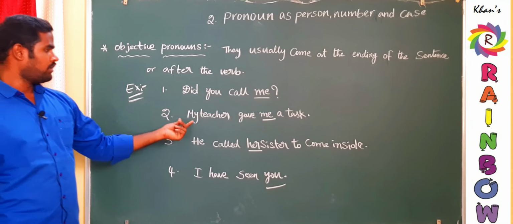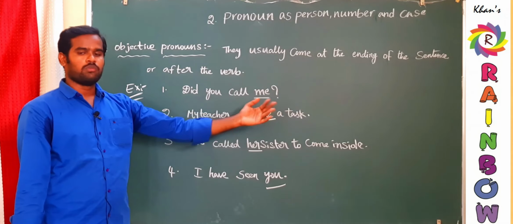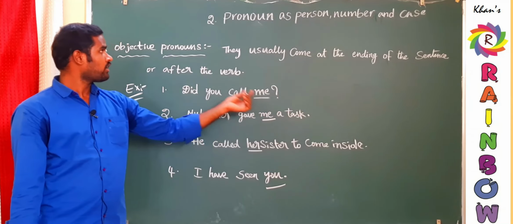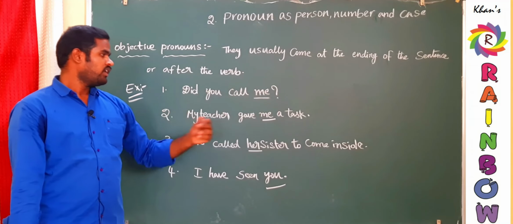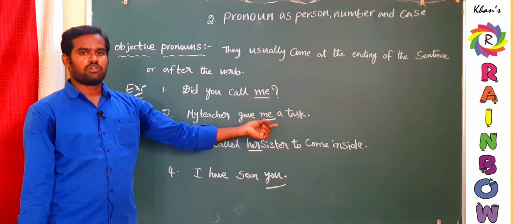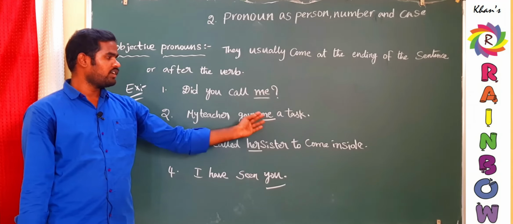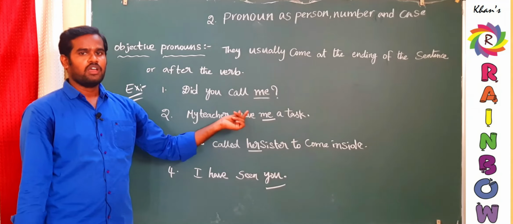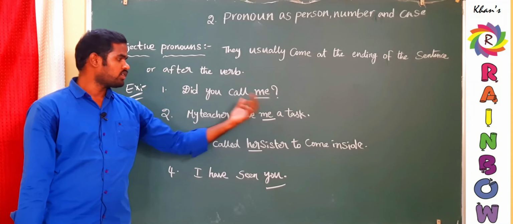And second example, my teacher gave me a task. Actually it is a double object question. Here a task is also an object, but we are discussing pronouns, so I will consider me. And me is the objective pronoun of I. And what is the position of me? If you observe carefully, it is not the ending, but it came after the verb. Gave is a verb, and after gave, a pronoun is placed, that too an objective pronoun.